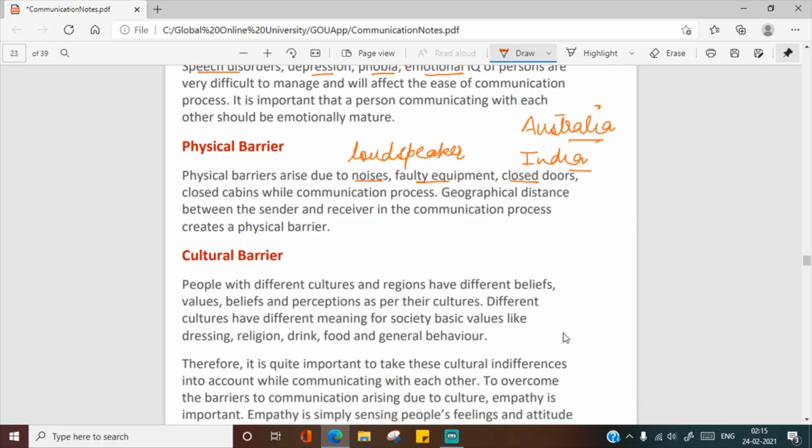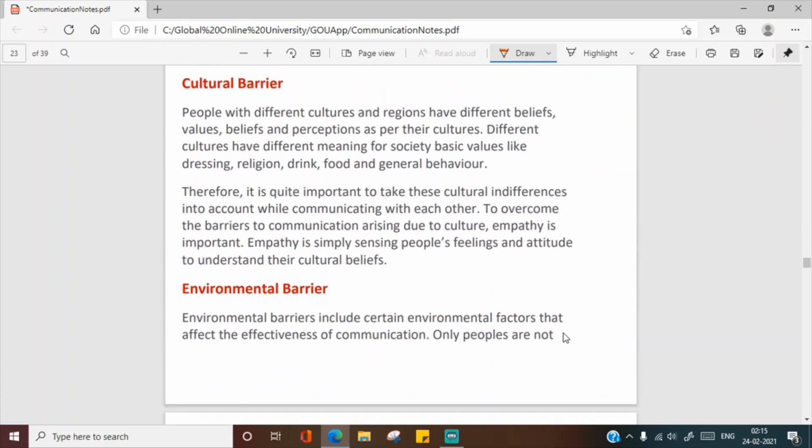Next is cultural barriers. Cultural barriers occur when people of two different cultures try to communicate with one another. It could be related to dressing, religion, food, or general behavior. This barrier can also be like someone who is from a rural place and someone from a metro.